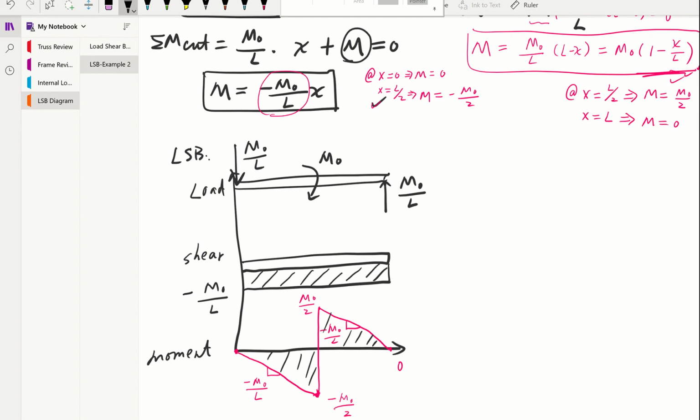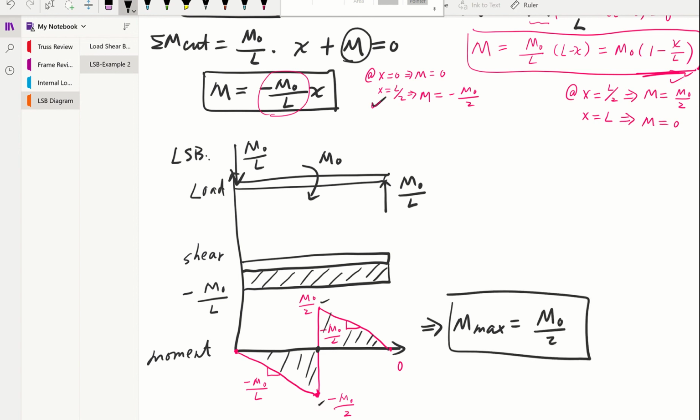Okay, what does this tell us? At this point, first half, the bending is decreasing to a negative value. And then second half, it's completely changing the direction and decreasing from m naught over 2 to 0. Okay, and again, as a structural engineer, what you care about is the maximum bending. And this maximum bending is going to be at this point, regardless of whether it's negative or positive value. It's just a direction. You care about the magnitude, so the magnitude is m naught over 2.